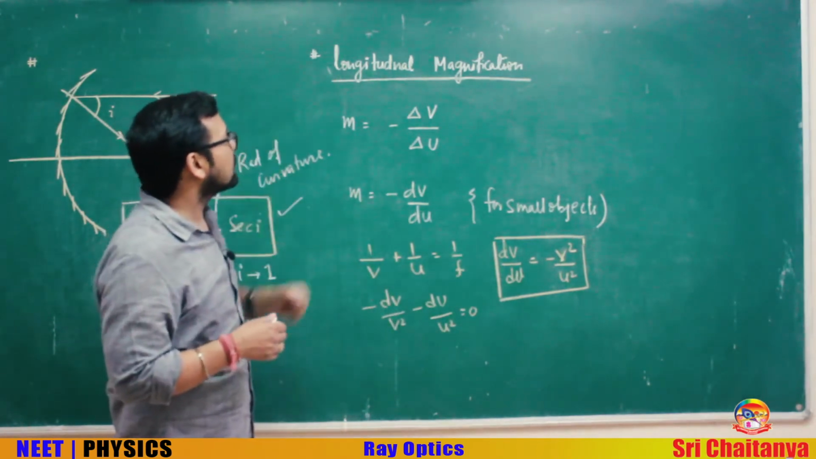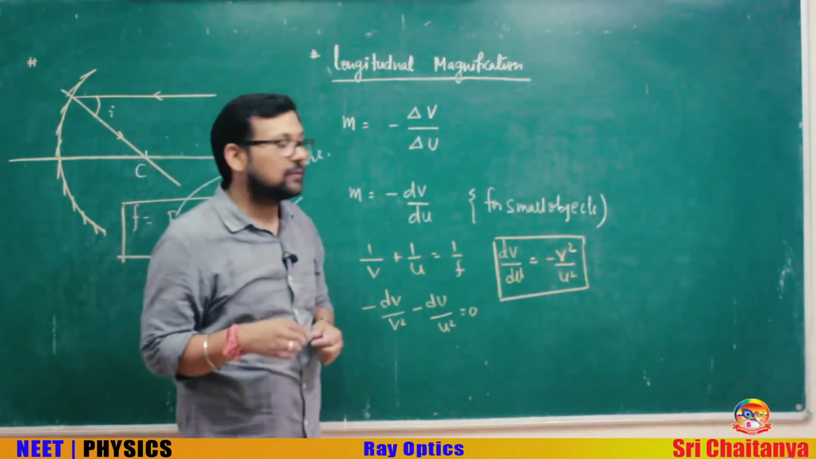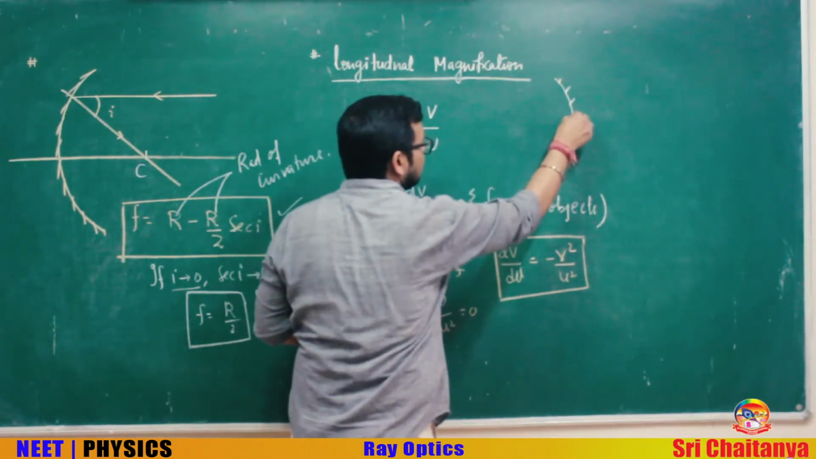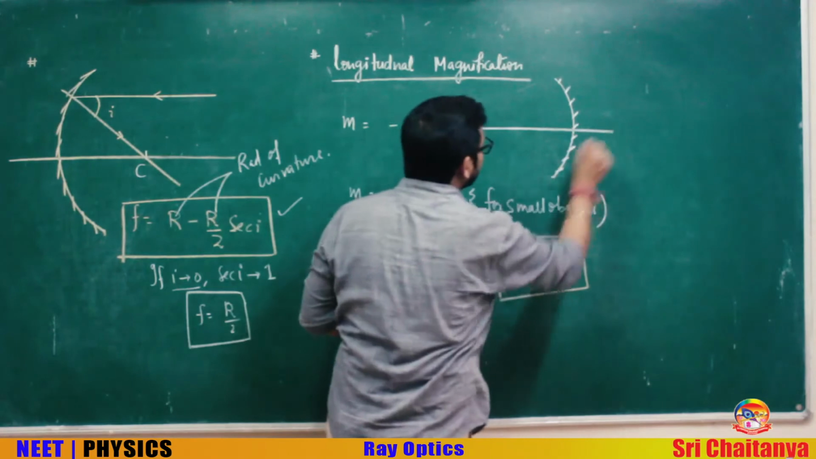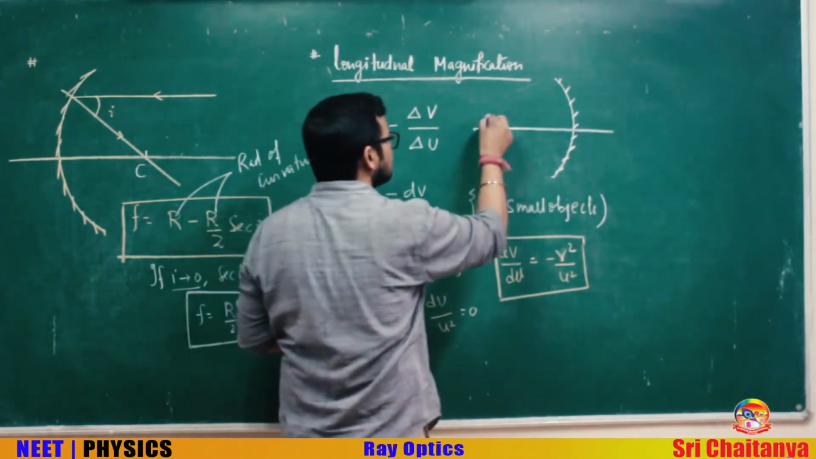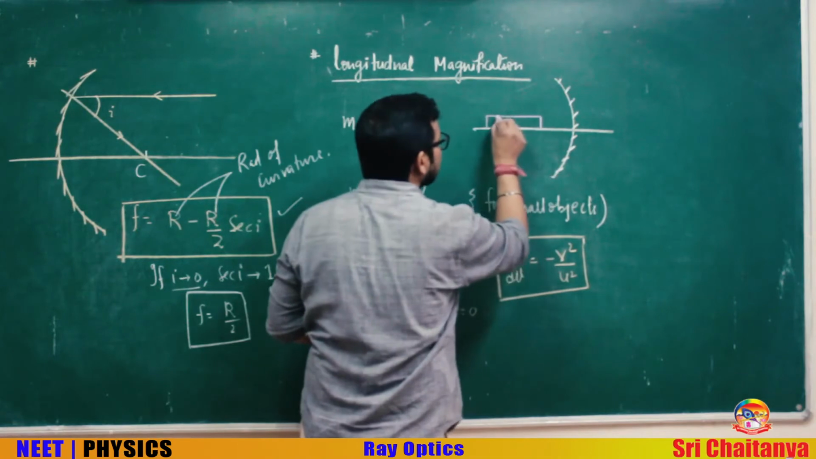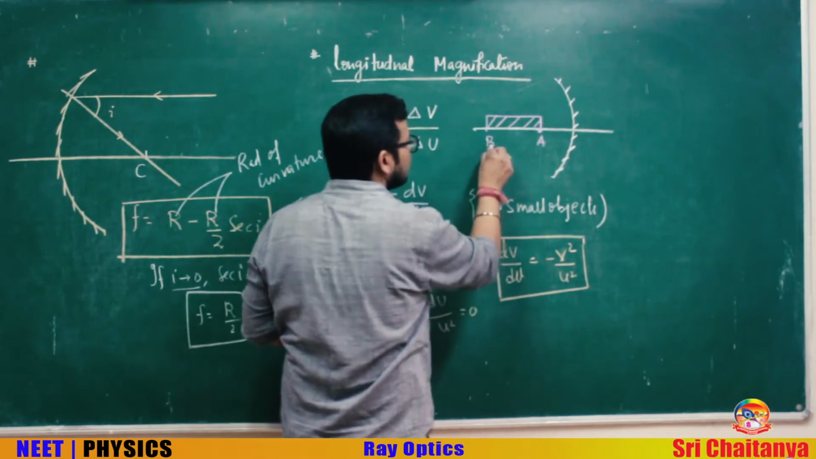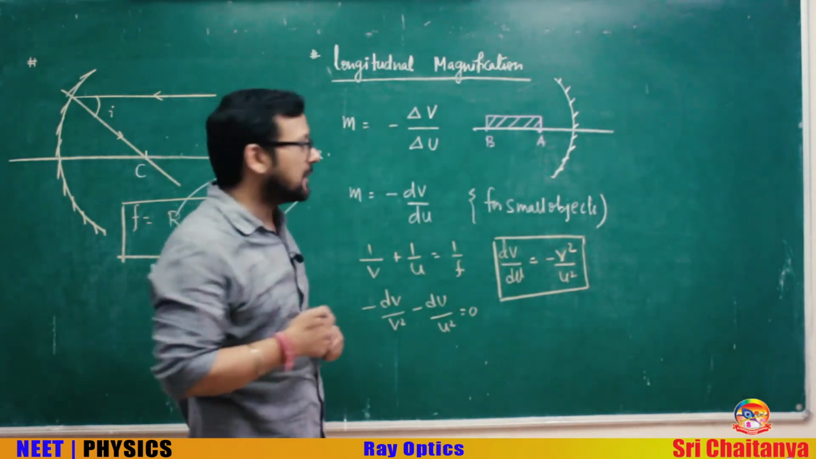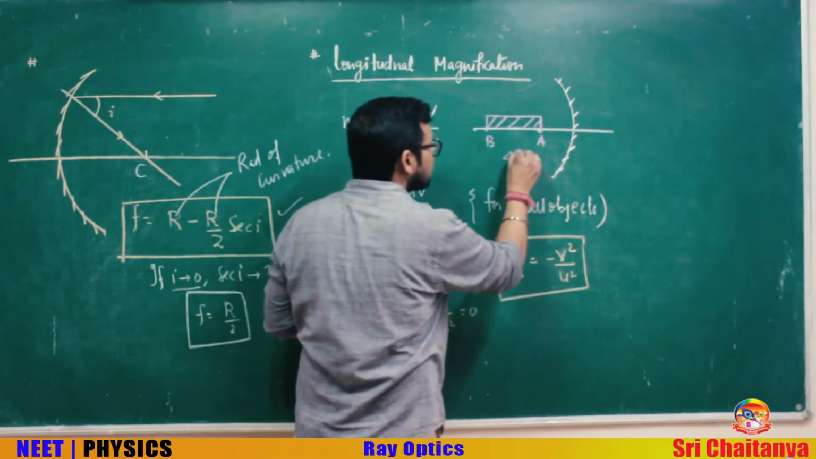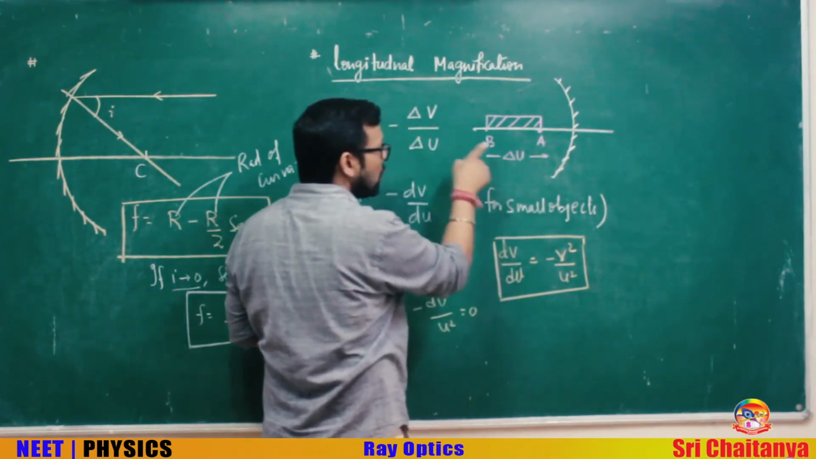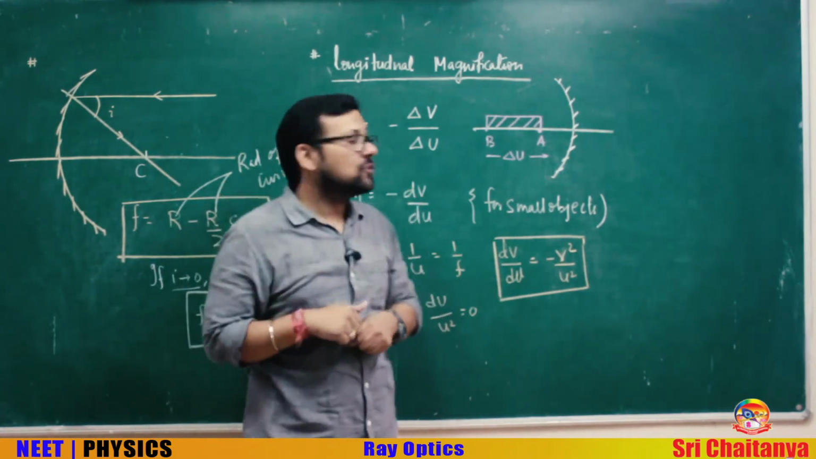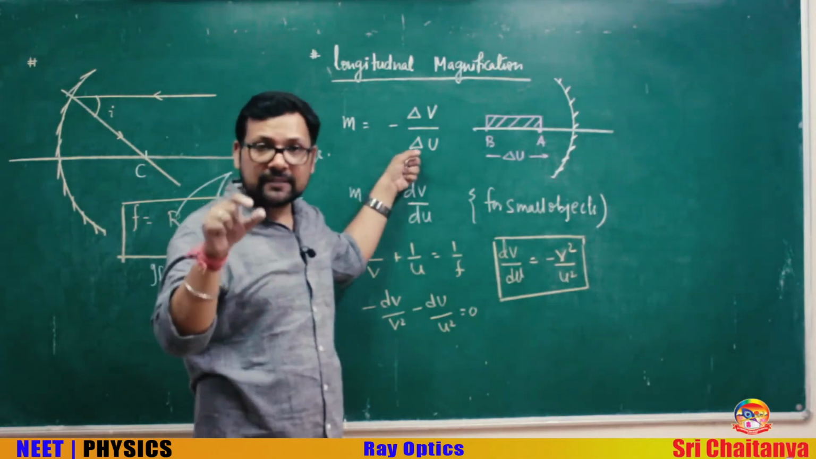Now one very important concept, longitudinal magnification. See, what does that mean? It means, suppose there is a concave mirror, and in front of this concave mirror on its axis, an object is being placed like this. And from this you can see point A and point B. These are the extreme points of that object, and between these two points, the distance is delta u. Delta u means u of B minus u of A, that is delta u, also called the length of the object.